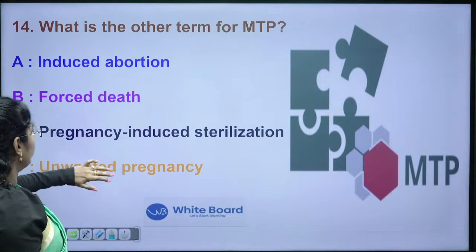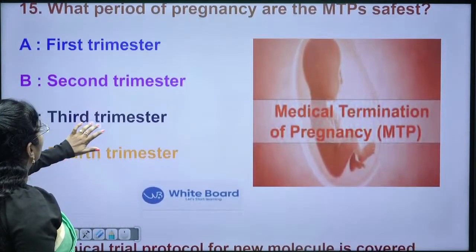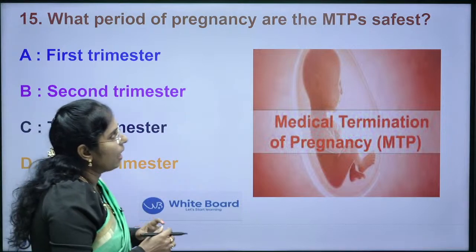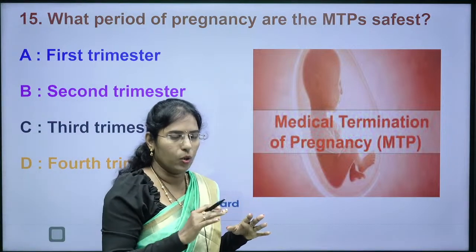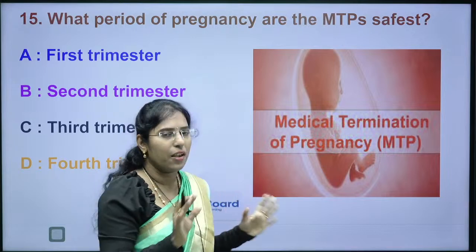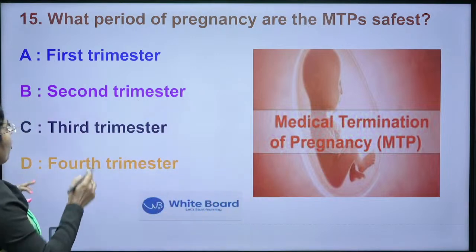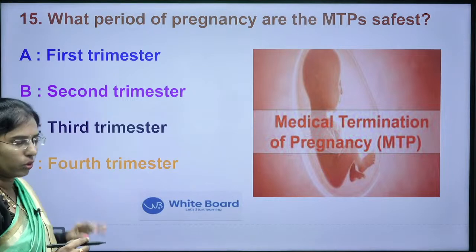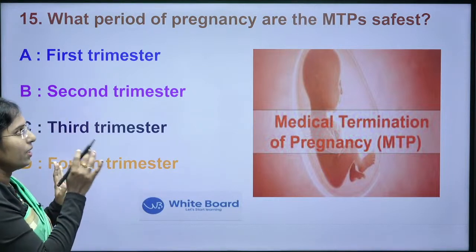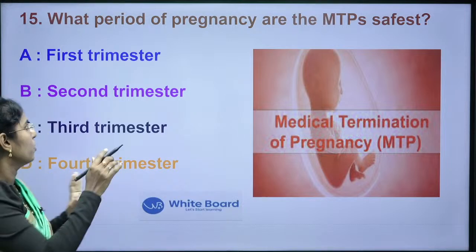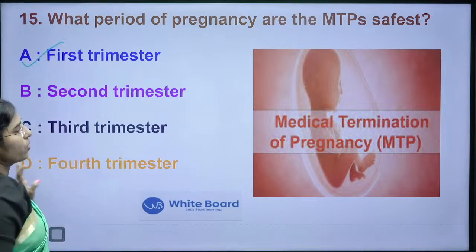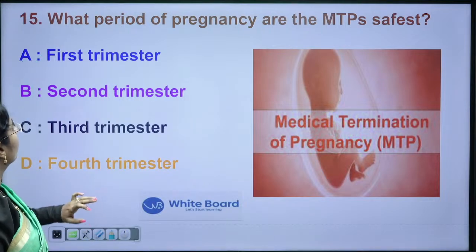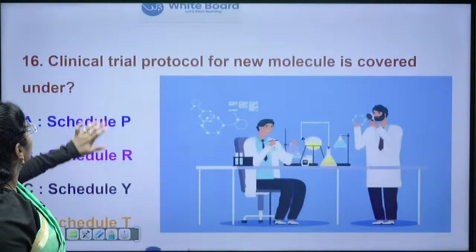So next is the 15th question. What period of pregnancy is MTP safest? At what period is it safest? Here they have given four options: first trimester, second trimester, third trimester and fourth trimester. Generally these are safest during the first 3 months only. So first trimester is the correct answer.